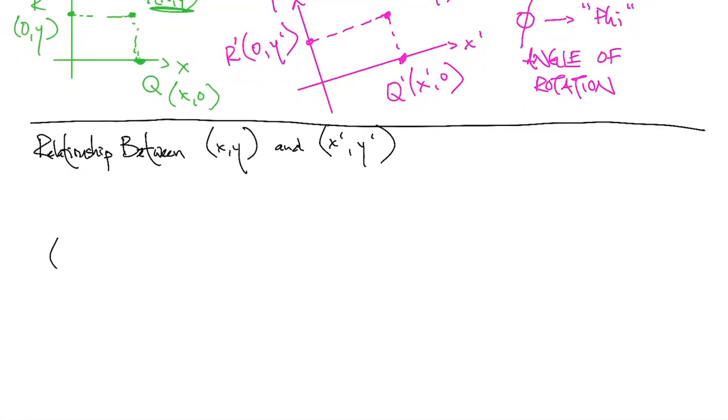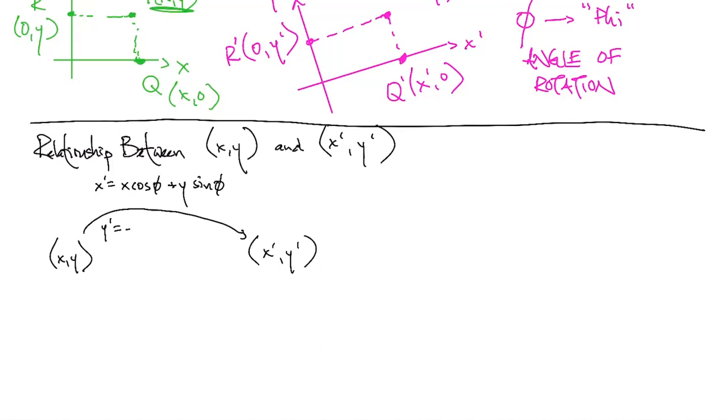So if I have x comma y and I want to find x prime, y prime, then I can use these formulas. X prime equals x cosine phi plus y sine phi. That will find x prime for me. And then y prime will be negative x sine phi plus y cosine phi.